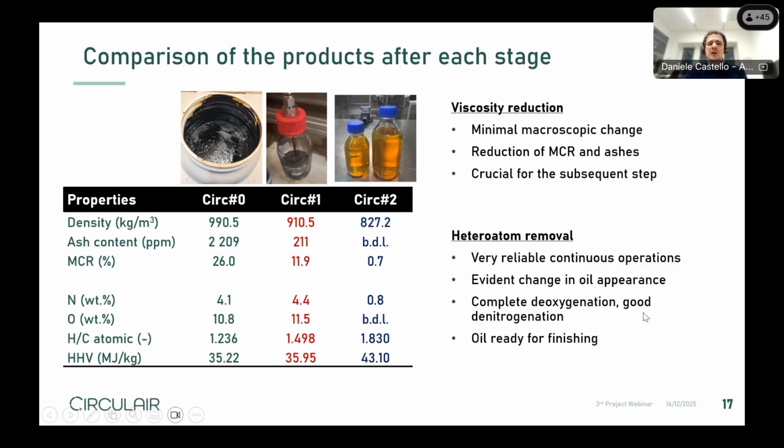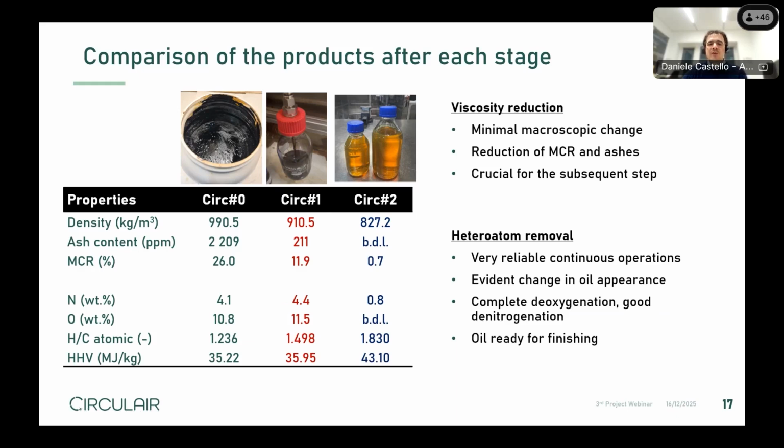After the second stage we presented, here instead we saw the actual apparent change of the properties of the oil. You can see the dramatic decrease in density and microcarbon residue. You can also see visually the appearance is different. And here we obtain an almost complete oxygen removal and below 1% nitrogen in the resulting product.